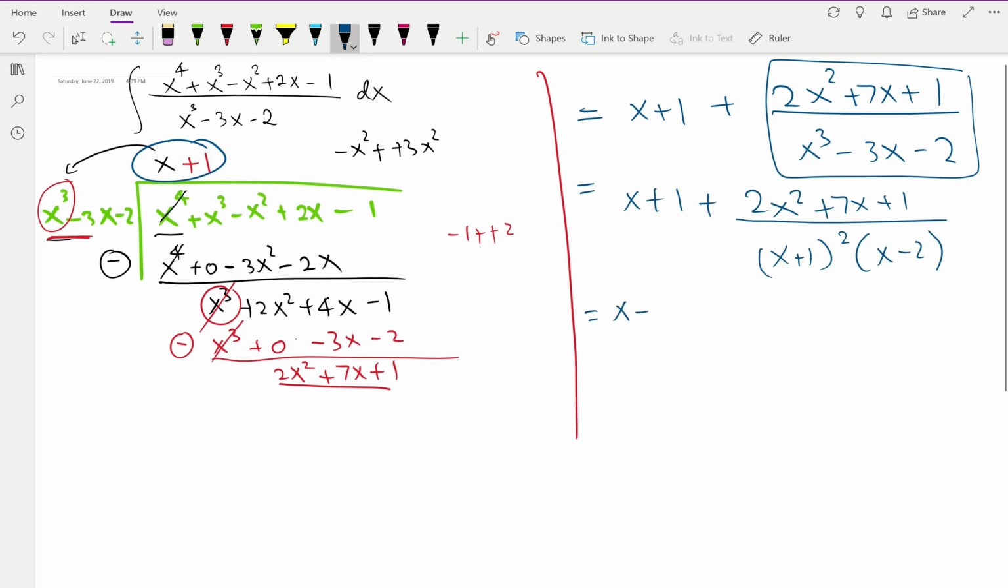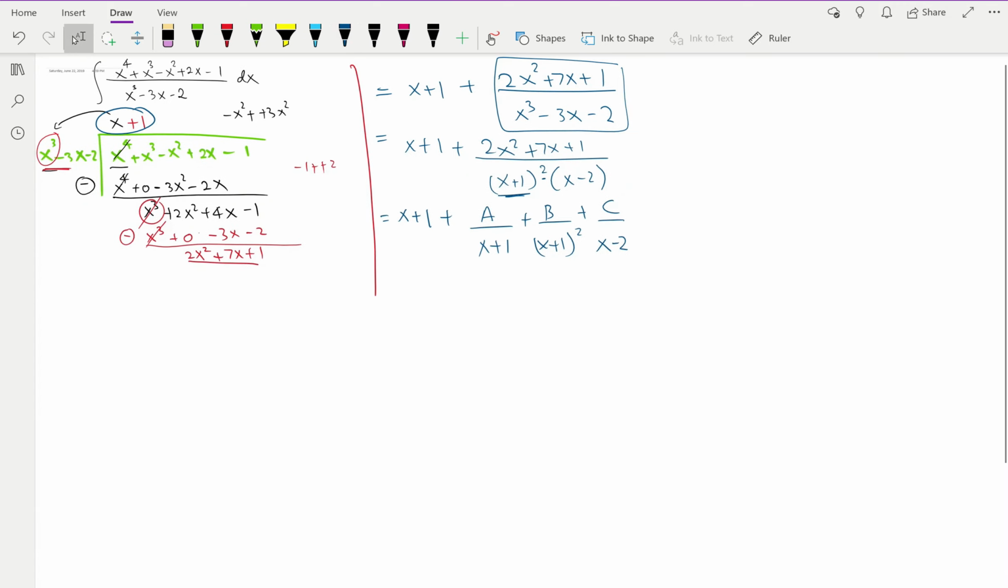If you write the decomposition, it's going to be A over x plus 1. This is a repeated linear factor, repeated twice. So B over x plus 1 squared, and plus C over x minus 2. x minus 2 is not repeated. Perfect. So that's the decomposition. Now we want to find A, B and C.